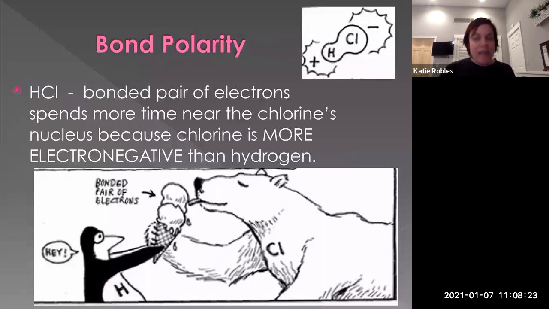So if we look at HCl and we think about it like polar bears and penguins, the bonded pair of electrons spends more time around the more electronegative atom, or the polar bear. So chlorine becomes more negative, right? And that symbol, a little bit negative, is just so you don't get confused with actual positive and negative charges.